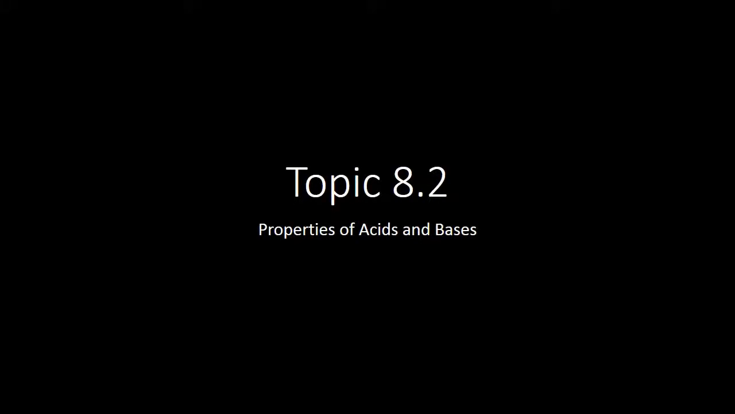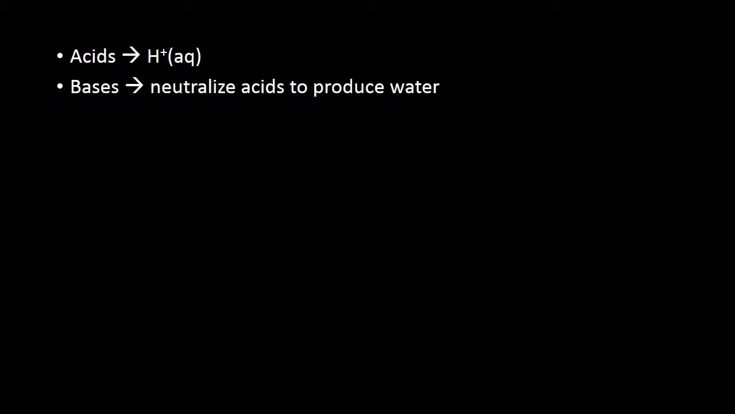Topic 8.2. Now that we know how to identify acids and bases, we're going to look at the properties of acids and bases, and how we can use those properties to determine a reaction and what the products of those reactions look like, and so on and so forth. Remember, acids are represented as a hydrogen ion in an aqueous solution because they have dissociated into that. Bases neutralize acids, and one product of all base or neutralization reactions is the production of water, the majority of the time.